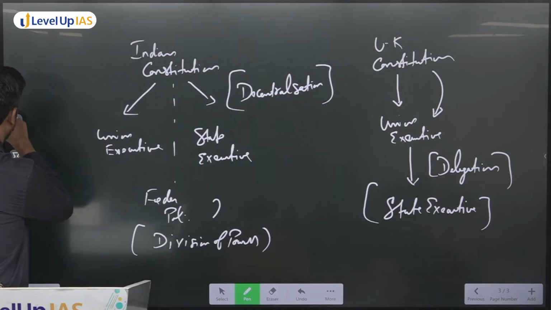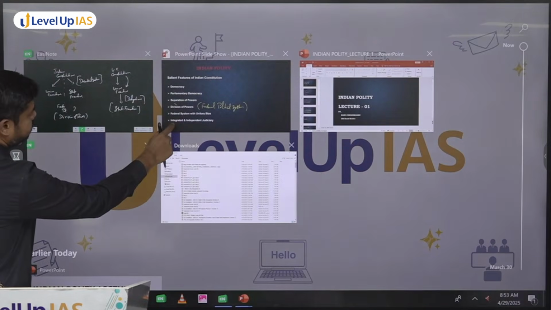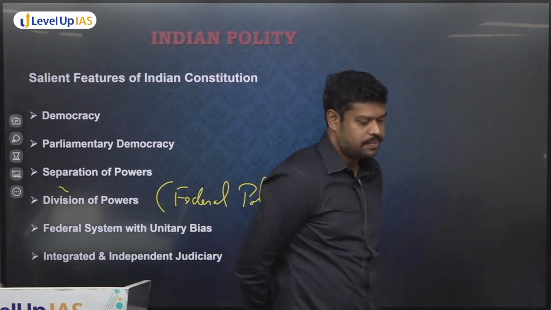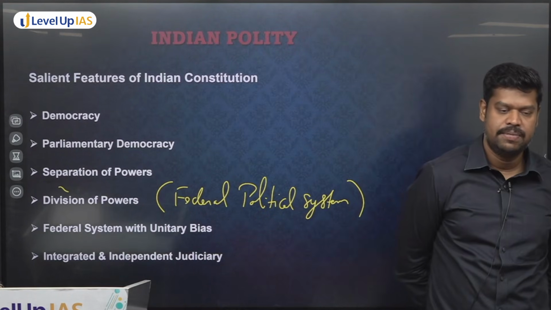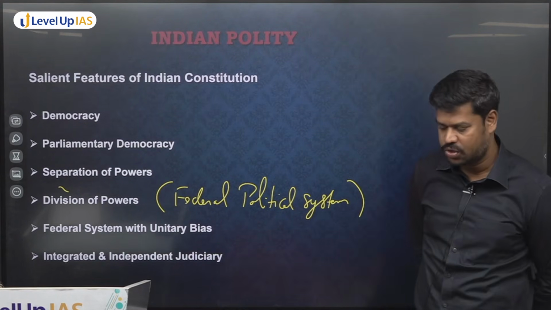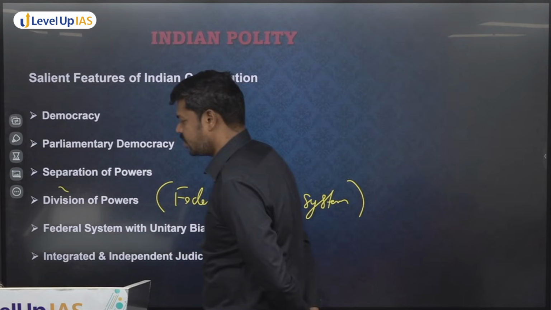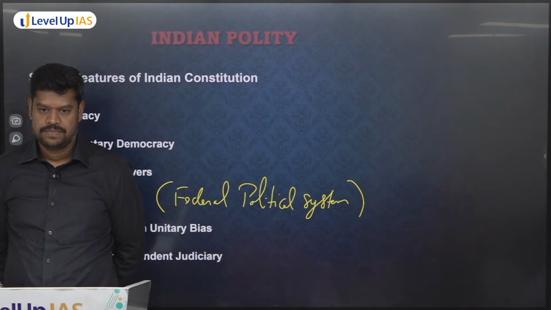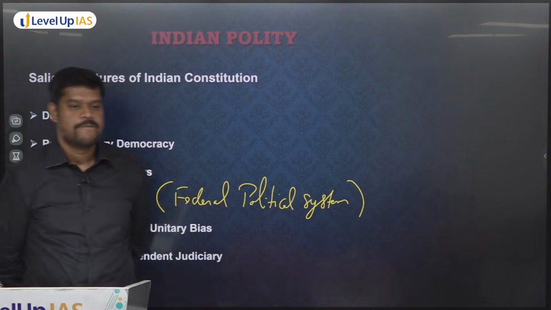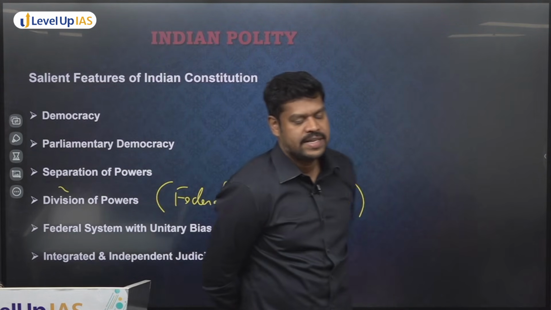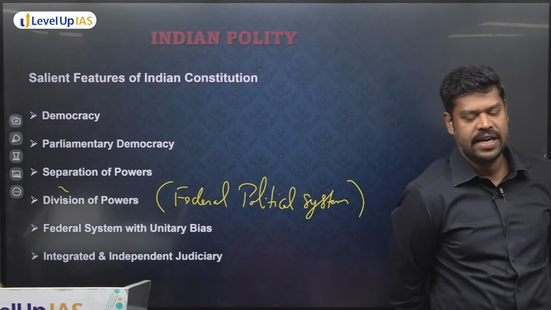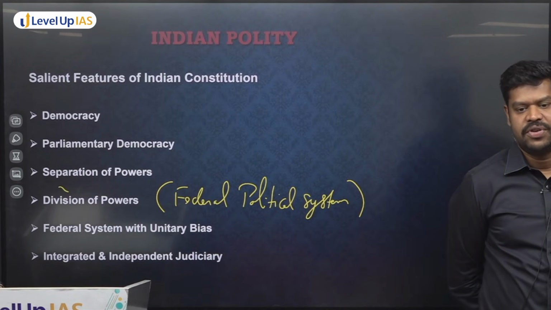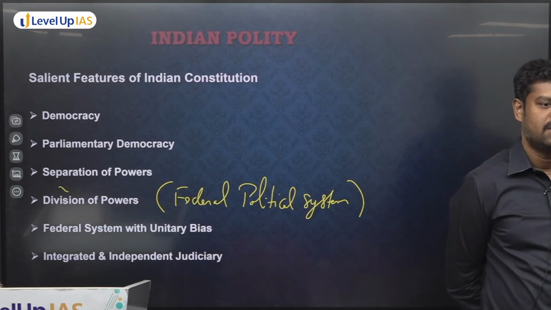What is the next point that is mentioned? Integrated and independent judiciary. Okay, first let me explain the independent judiciary and then I'll go on to what is called an integrated judiciary. Now, what do you mean by independent judiciary? To put it in a very simple way, the judiciary functions independently of the other two organs of the state. The judiciary is free from any unnecessary pressure from the other two organs of the state.